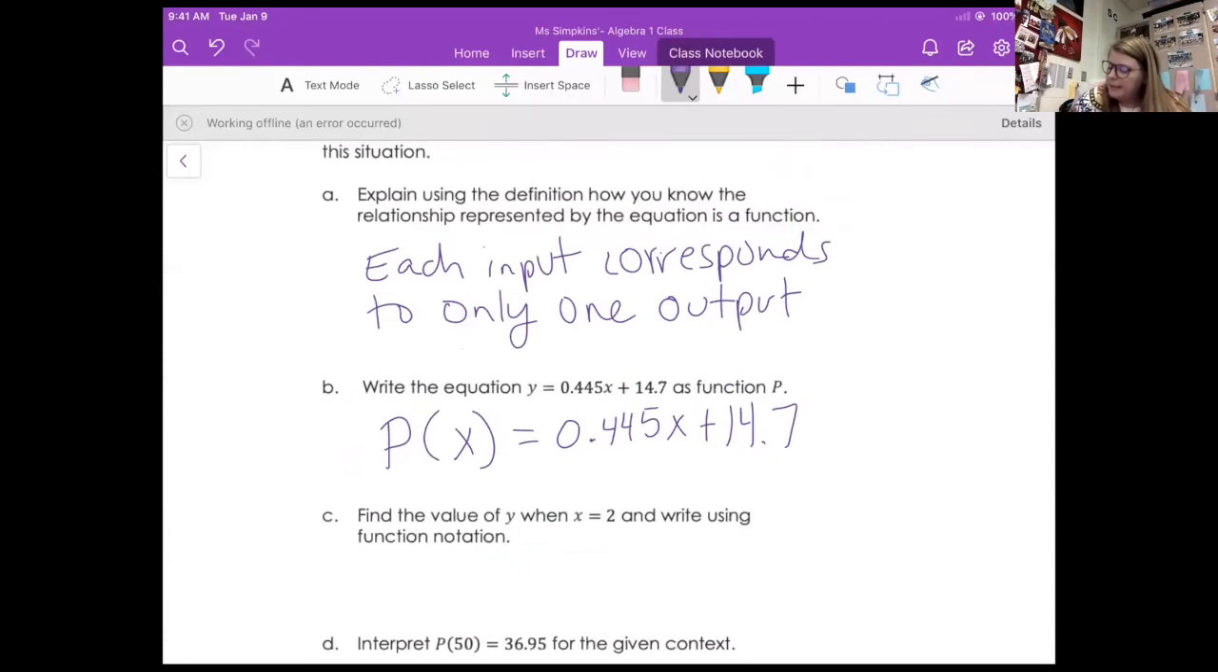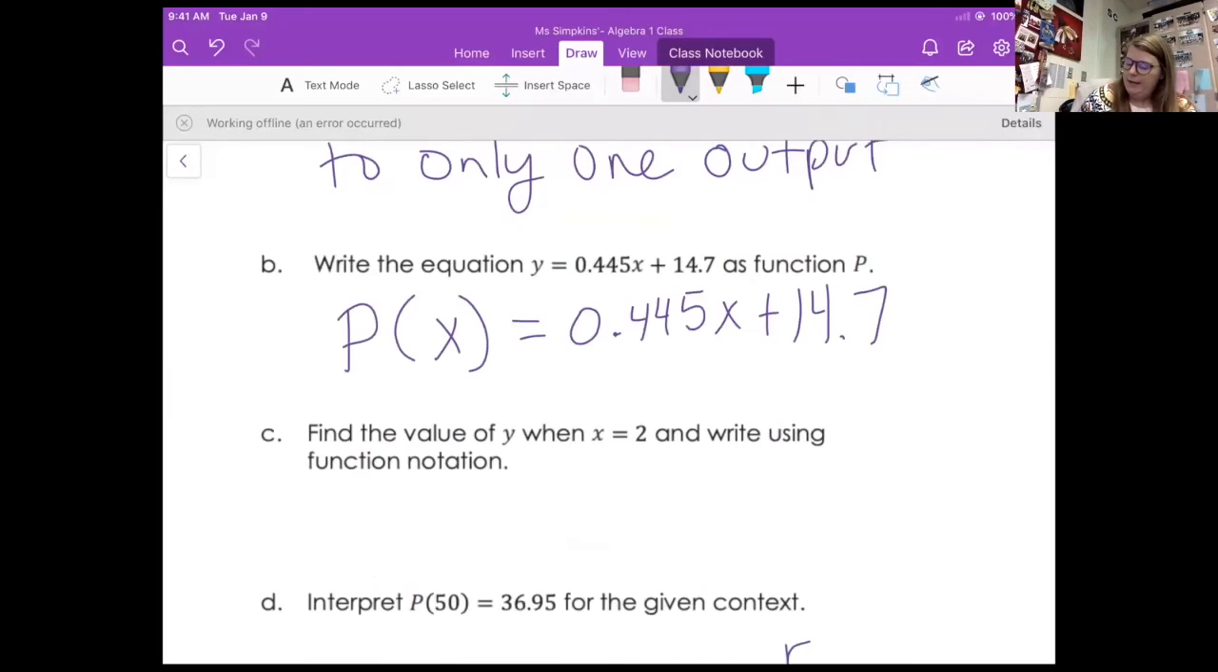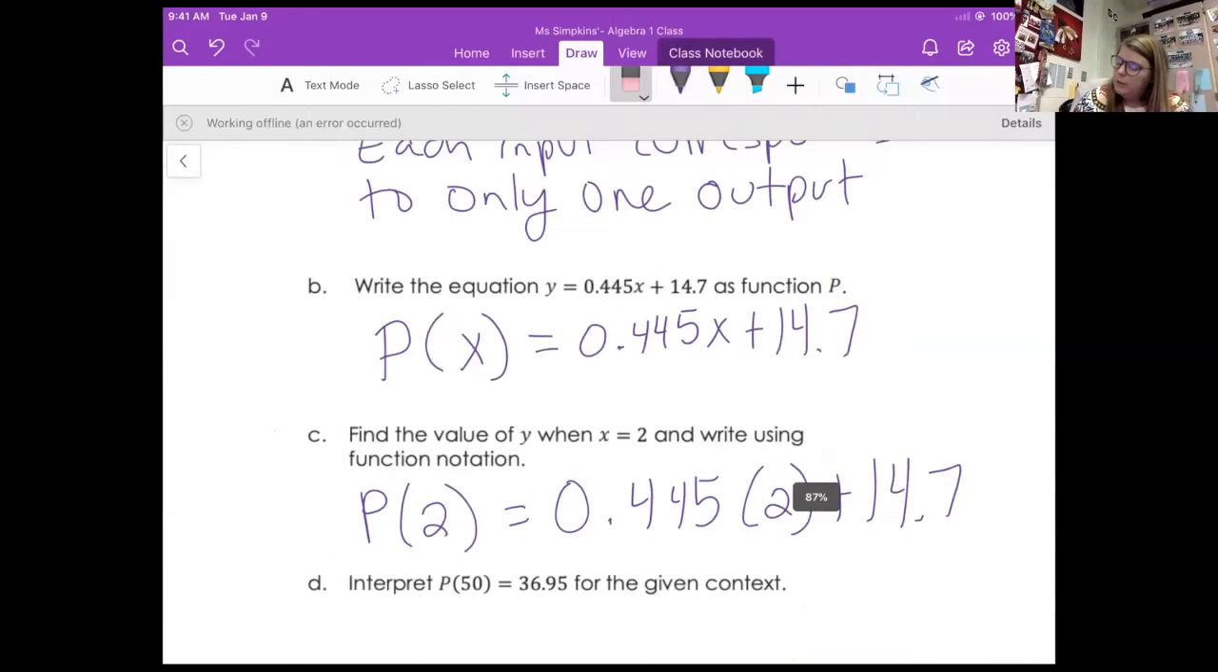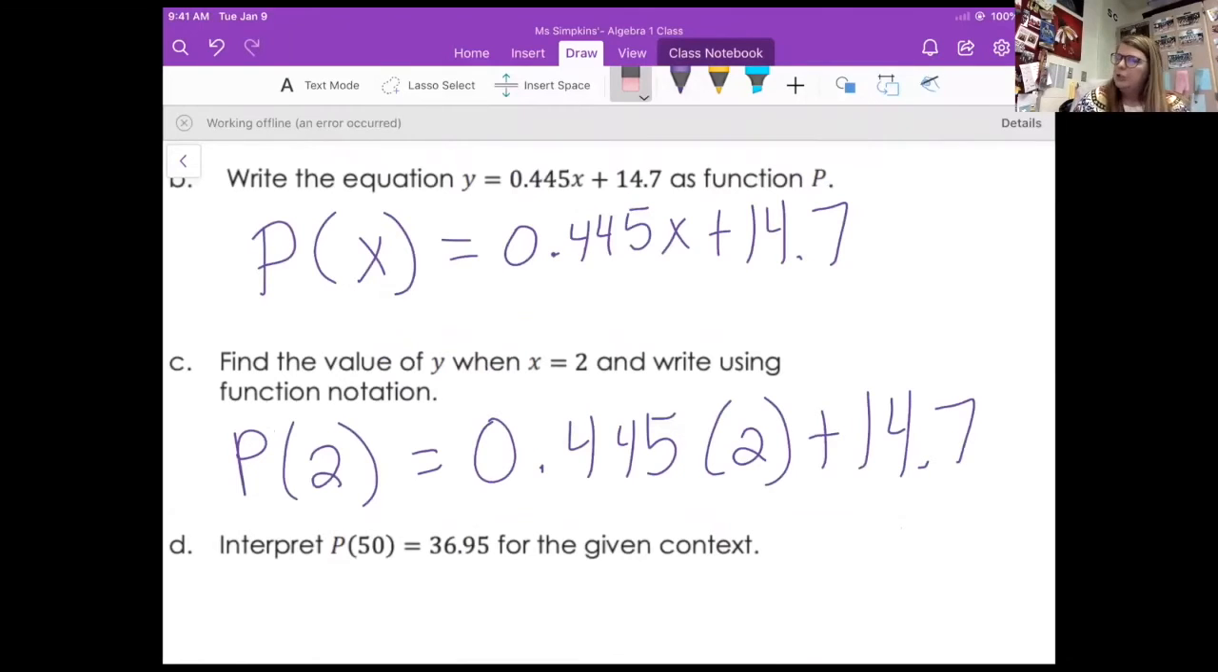And part C is asking, what is the value of the pressure when you are 2 feet under the water? So when X equals 2, how much pressure are you having on your body? So let's go ahead and find the value of this function at 2. That means wherever I see an X, I'm going to replace it with a 2. And I will give you a second to calculate what that would be, hence why I asked you to get a calculator today. So you want to multiply 0.445 times 2 and then add 14.7 to that.